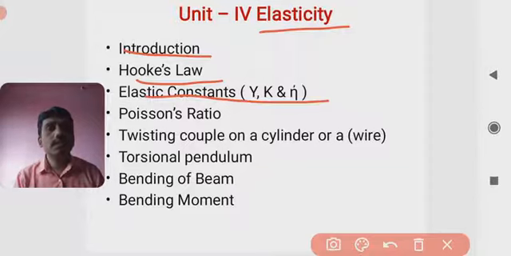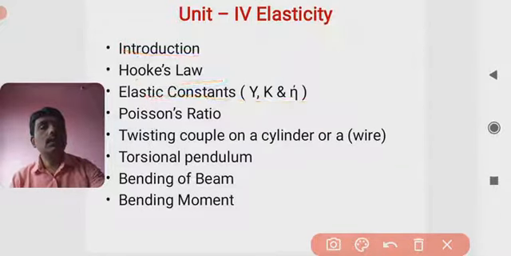That is what is meant by modulus and how they are correlated with stress and strain. What is meant by stress and what is meant by strain, that also we will learn in detail. How these are formed as Young's modulus, bulk modulus and modulus of rigidity, and how they are correlated with each other, what the relationship between them is, that is also part of the elastic constants.